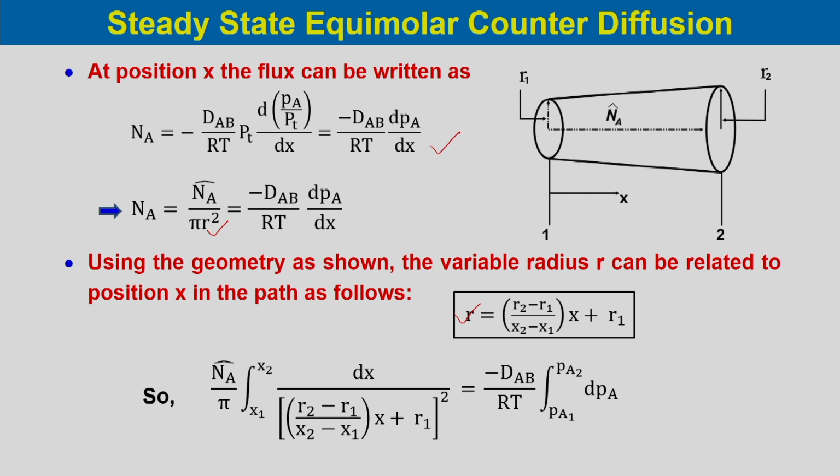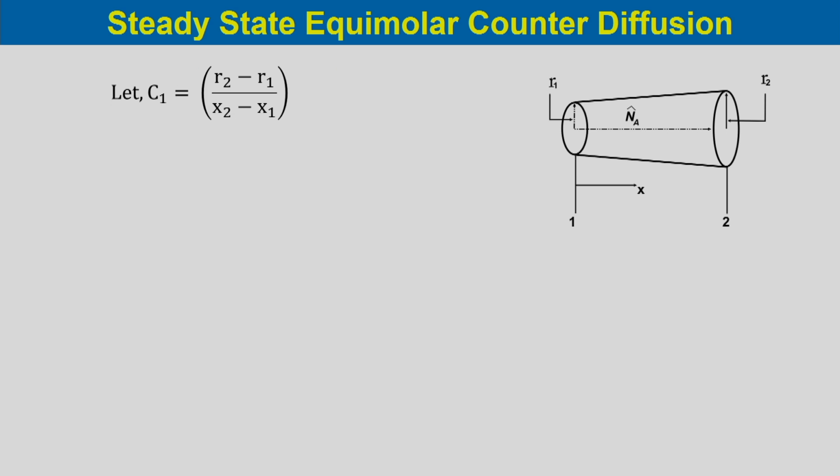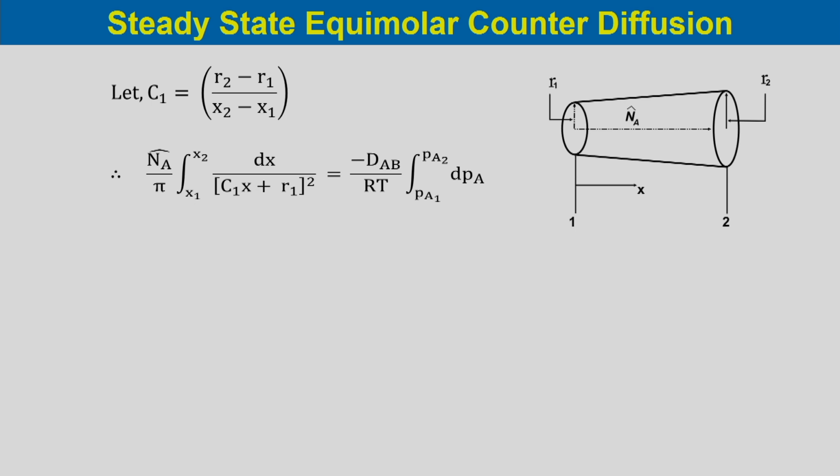Now, if we substitute this value of r over here, the above equations will lead to NA cap by pi integral x1 to x2 dx divided by ((r2 minus r1) by (x2 minus x1) into x plus r1) whole square, which would be equal to minus DAB by RT integral PA1 to PA2 dPA. Now let us consider C1 equal to (r2 minus r1) divided by (x2 minus x1). So, we can write the above equation as NA cap by pi integral x1 to x2 dx divided by (C1 x plus r1) whole square, equal to minus DAB by RT integral PA1 to PA2 dPA.